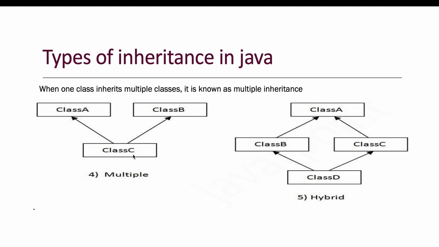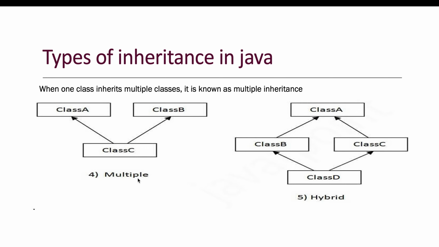That gives confusion to the compiler, and because of this reason only, Java does not support multiple inheritance. But this was supported in C++ because C++ supported pointers, and using the pointer we can achieve this, or you can say the compiler can identify which M1 we are trying to access.